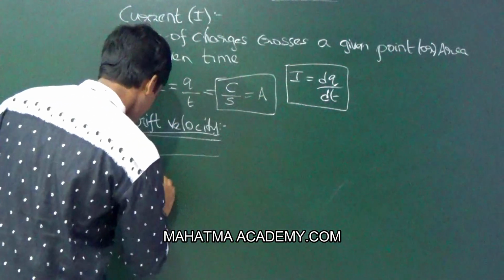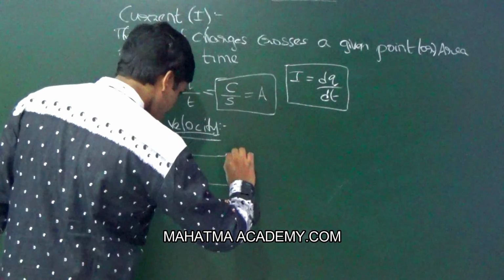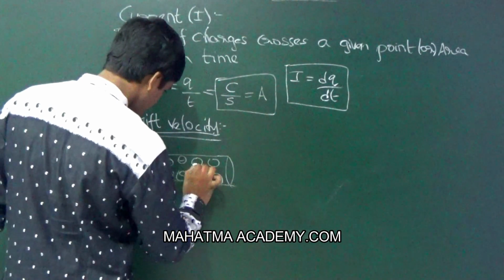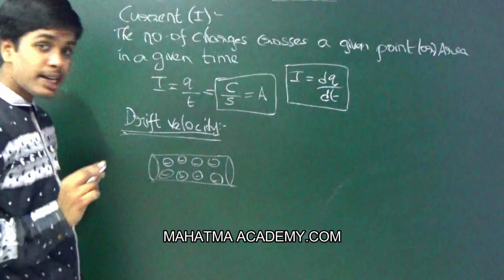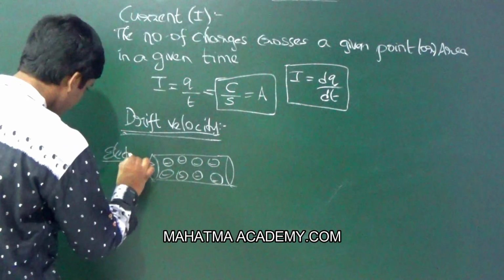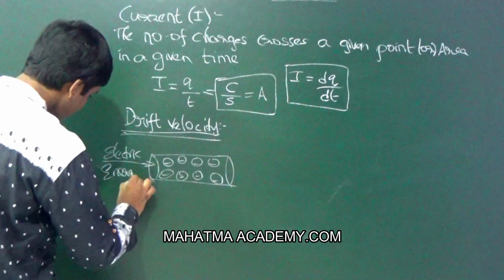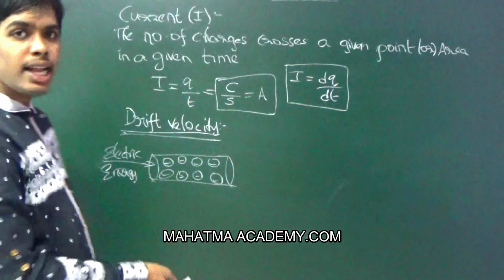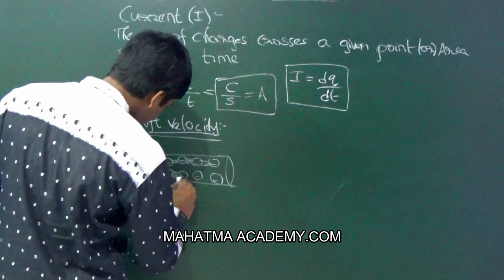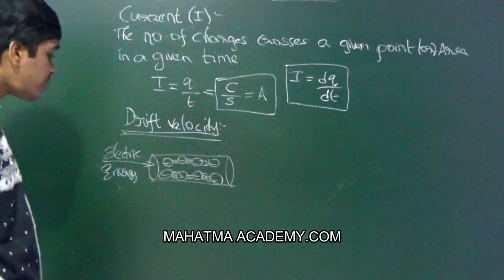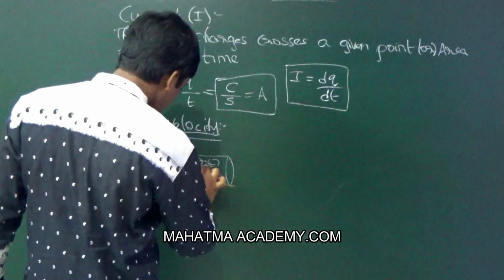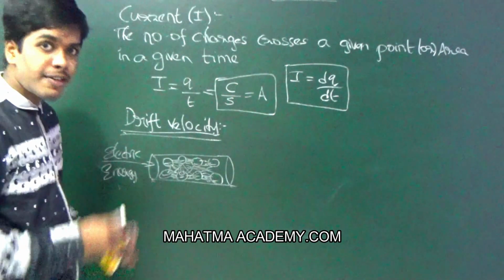Okay, these are the negative charges. Now, here an electrical energy has been applied. They have been supplied the electrical energy. As you see, now there are collisions between these charges, between top and bottom, cross, and there are collisions. Due to which the velocity will increase. They are drifting. Drift.